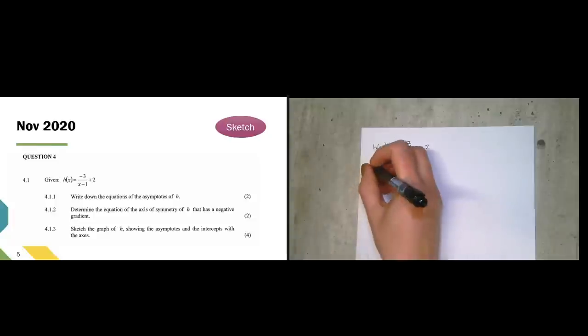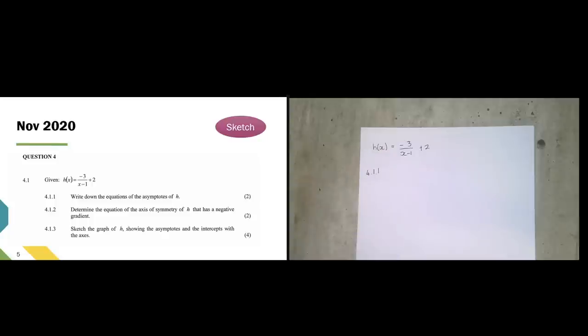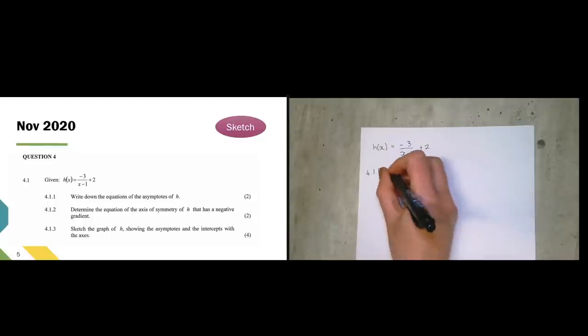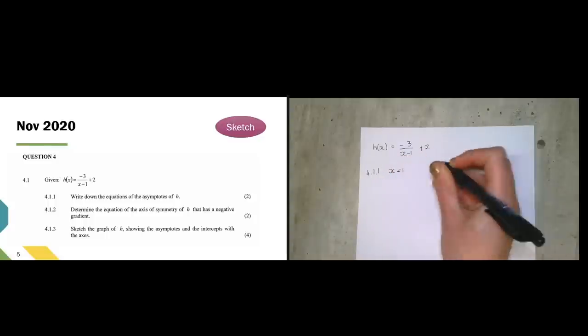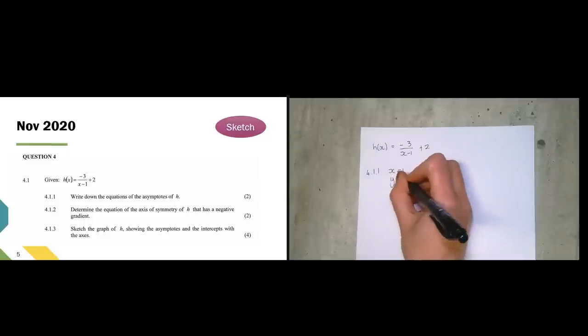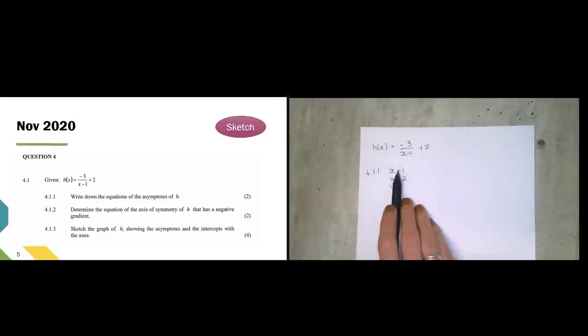First question, they're asking me to write down the equations of the asymptotes. A hyperbola has got two asymptotes, an x and a y. What is the x asymptote? It's negative, negative 1. So that will be x is equal to 1, and the y one will be y is equal to 2. Vertical and horizontal asymptotes. 2 marks, 1, 2.